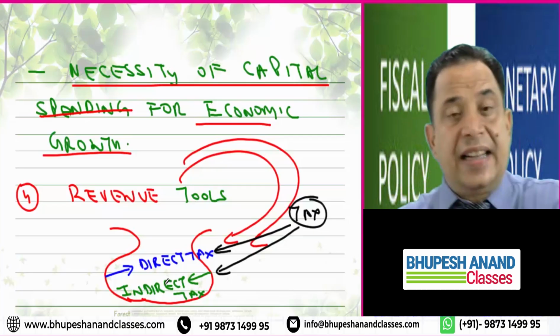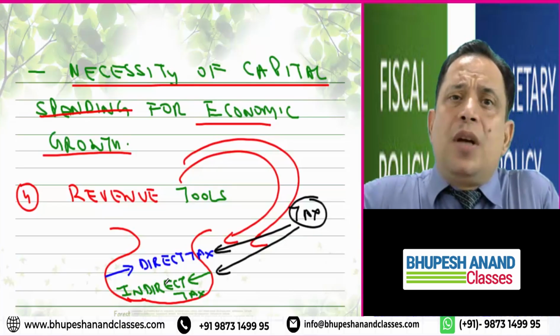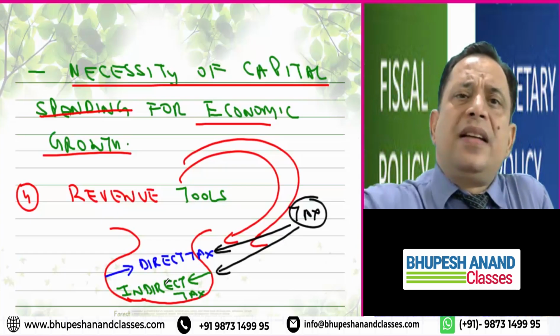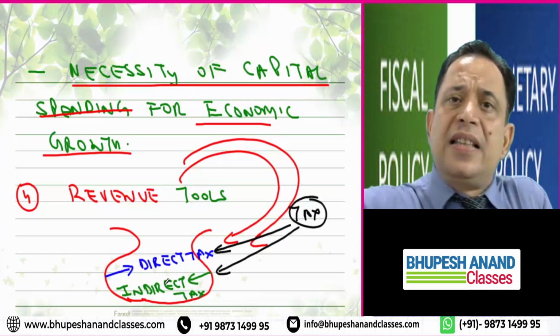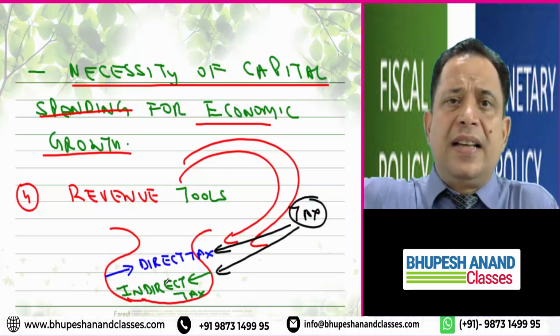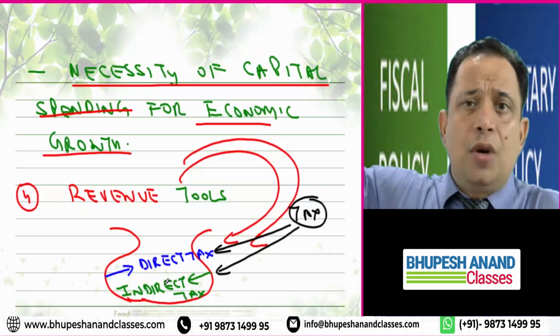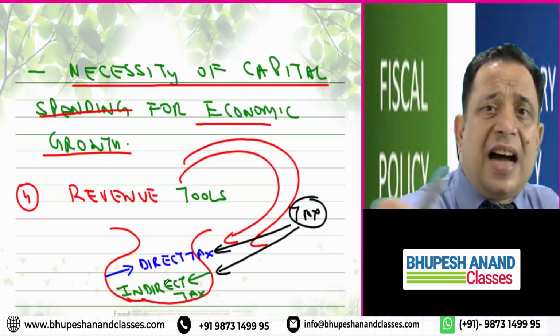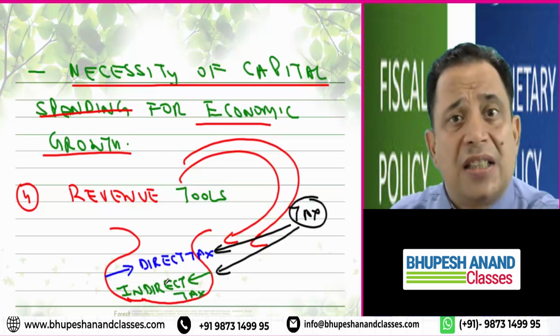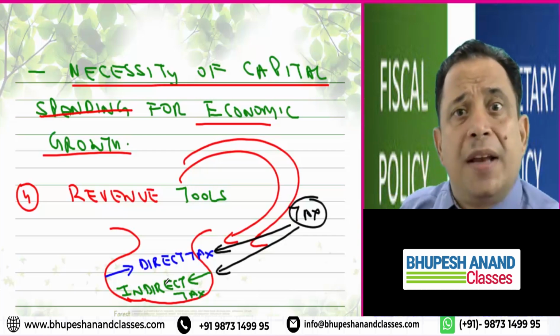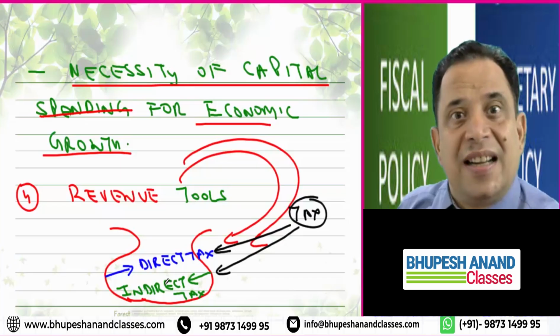One is direct lagan and second is indirect lagan. When I say direct lagan, it means directly you are charging from that person. Income tax is a direct tax. Wealth tax is a direct tax. Municipal tax is a direct tax. State duty is a direct tax. Corporation tax is a direct tax. It means if you are charging a tax directly from Bhupesh Anand on his income, that is a direct tax.